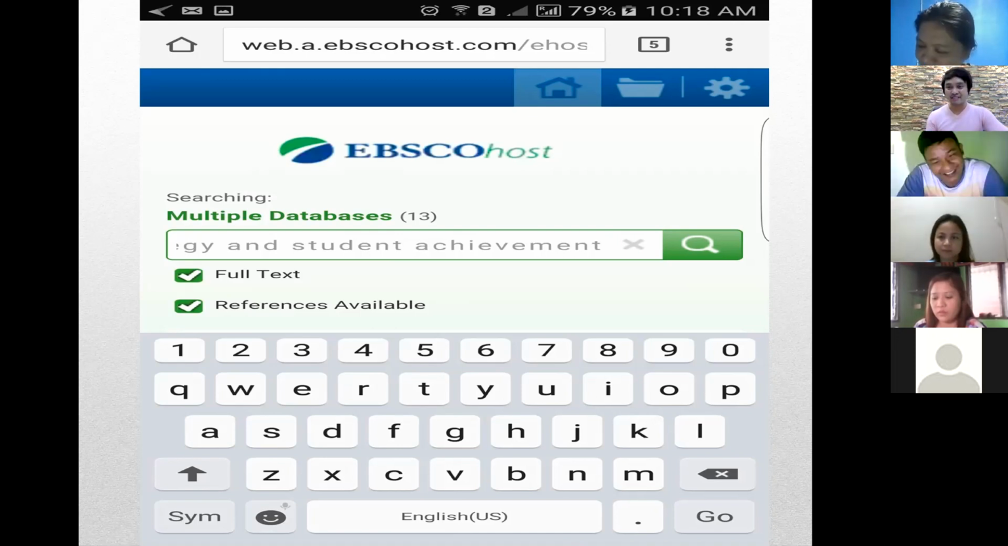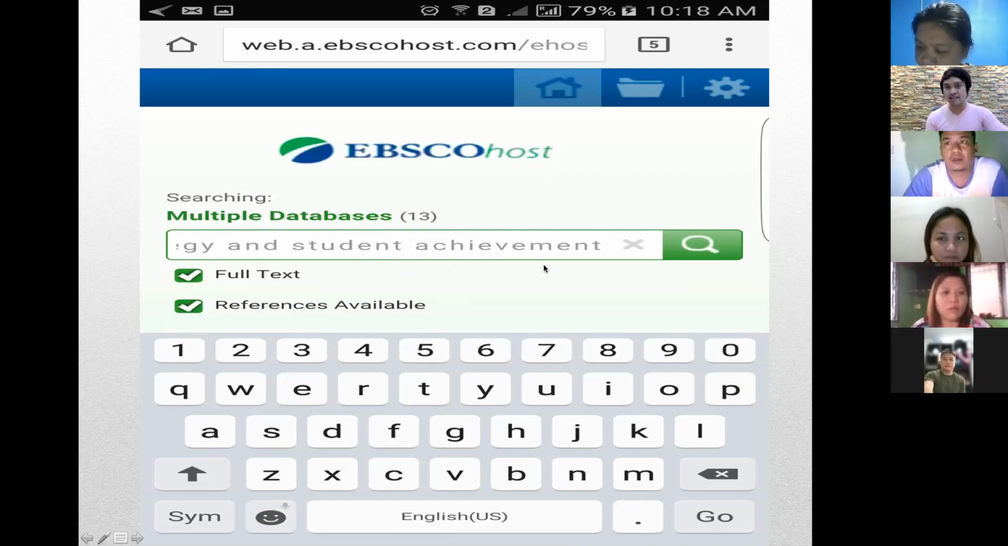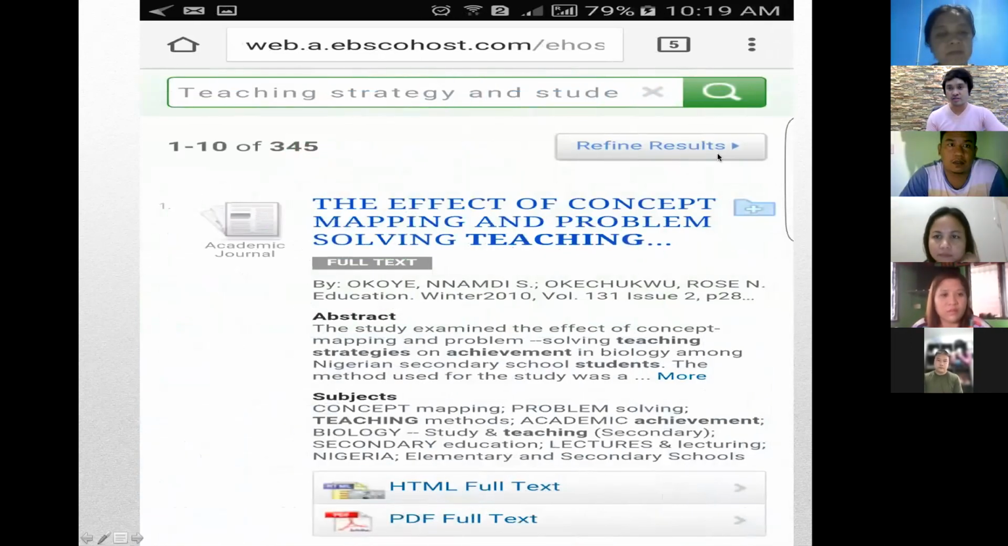Pag sinabing IV, siya'y nasa left. Pag sinabing DV, siya'y nasa right. So lalagyan nyo lang siya ng word na "and", no? Teaching strategy and student achievement. Sa cellphone ko lang ginawa yan kaya medyo mukha siyang pang Android phone, no? And then after that, yun.